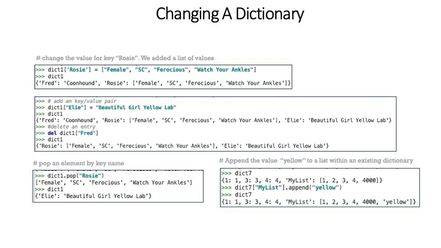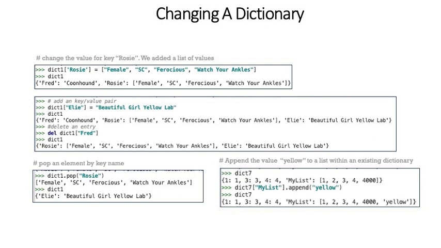Now we can delete an entry using the del keyword, del dict1, and we pass Fred as the key. So now when we execute dict1, we see Fred Coonhound is no longer there. We can pop an element by key name, so dict1.pop, and pass it Rosie as our key. And you see now Rosie is no longer there. We only have Ellie, beautiful girl, yellow lab left.